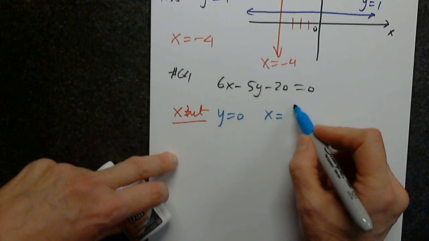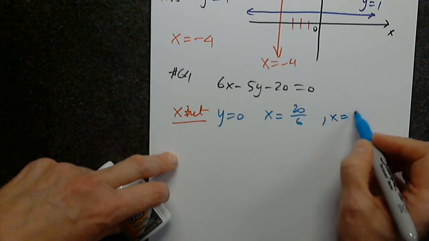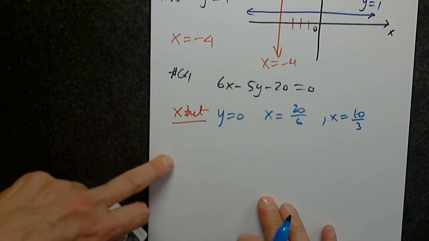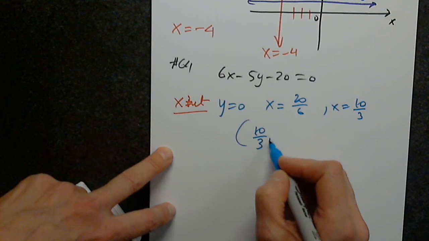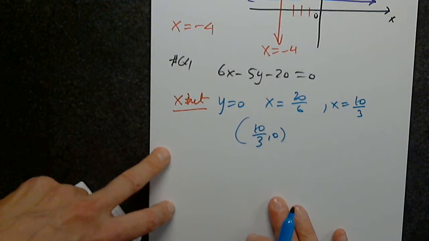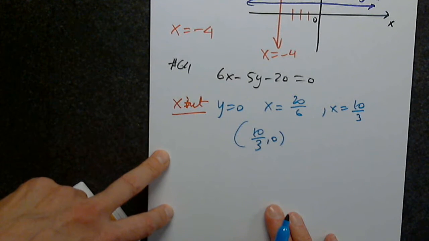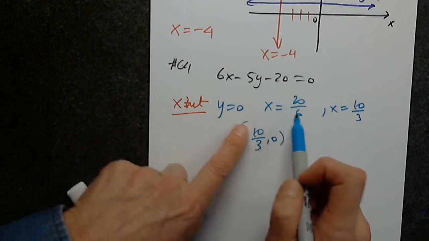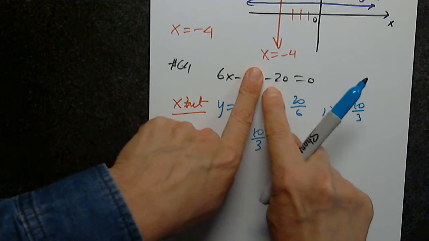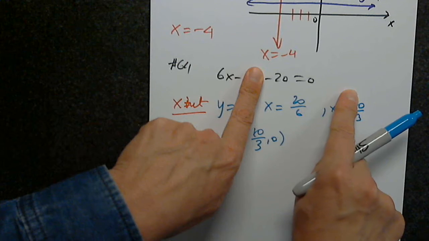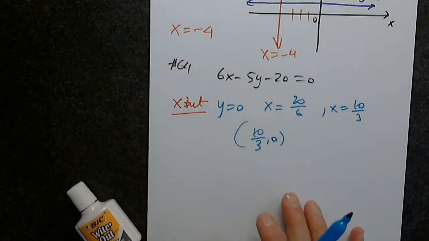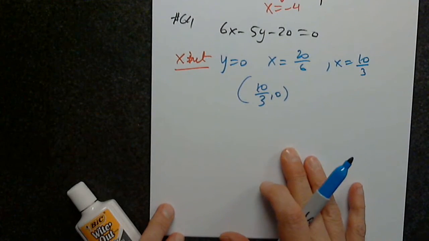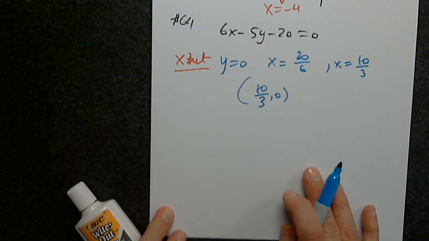So it's 20 over 6, right? So x equals 10/3. Do you all agree with 10/3, comma 0? We just divide. Because y was 0, negative 20 became positive. 20 divided by 6 is 10/3, because we reduced it. Yes, simplified to 10/3, correct.